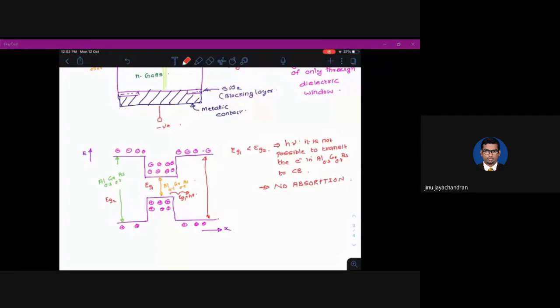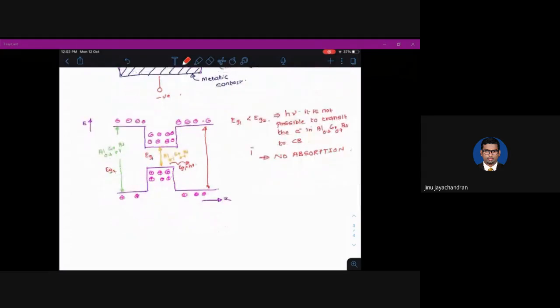So because of this double heterostructure, there will not be any absorption in the semiconductor. Remember, one of the drawbacks that we said in the homojunction LED was that the light will be absorbed by the semiconductor. But here there will not be any absorption. So the first point is no absorption. The second point is something called carrier confinement.